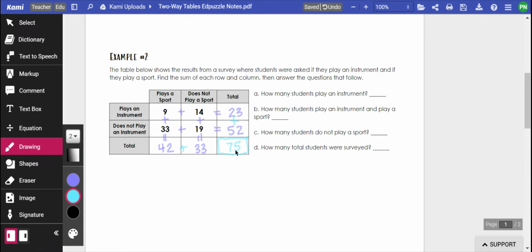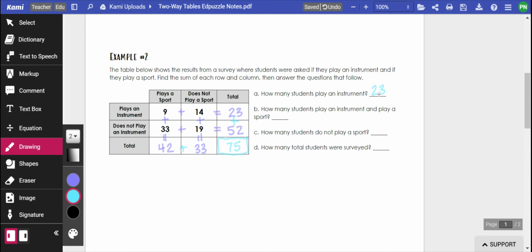So now based off of this, let's answer some of the questions. So how many students play an instrument? So we're going to look at plays an instrument, go all the way over to the total, and that's 23.